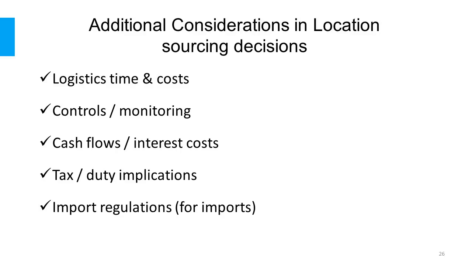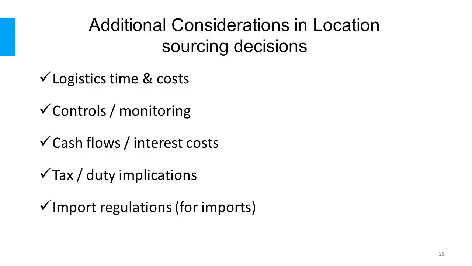And we go to slide number 26. There are some additional considerations in location sourcing decisions. So we talked about local, national and international sourcing. And then there are some other considerations. What are those? Those are the logistics, time and cost. So whoever you are talking to, you will have to check where they are situated, and based on their location, what will be the time that it will take for the product to move from that point to your factory, and what will be the cost involved.